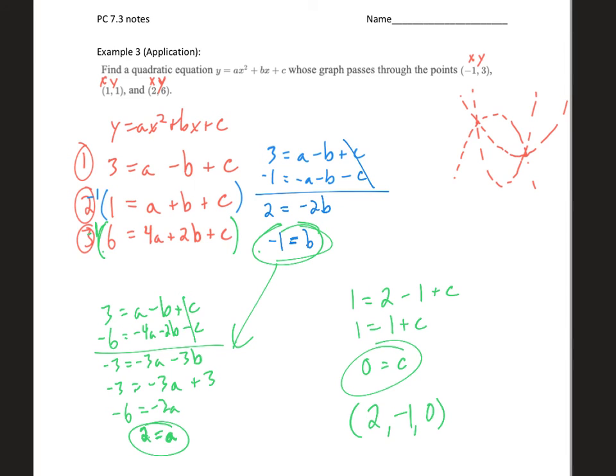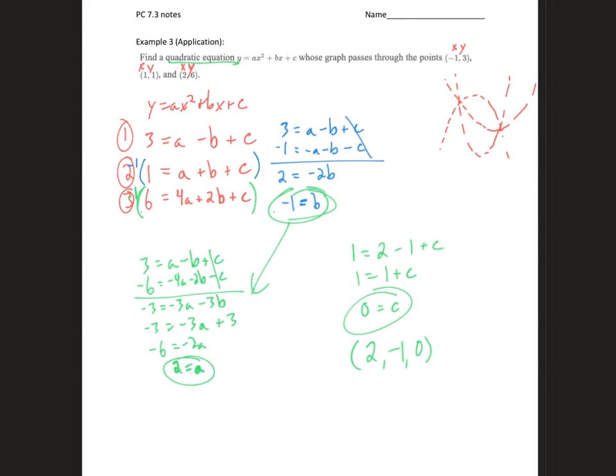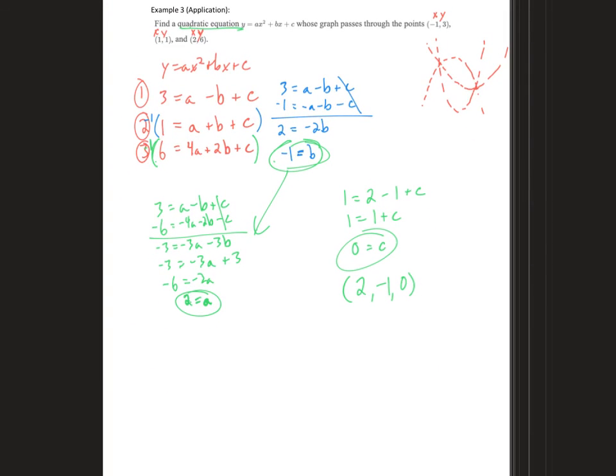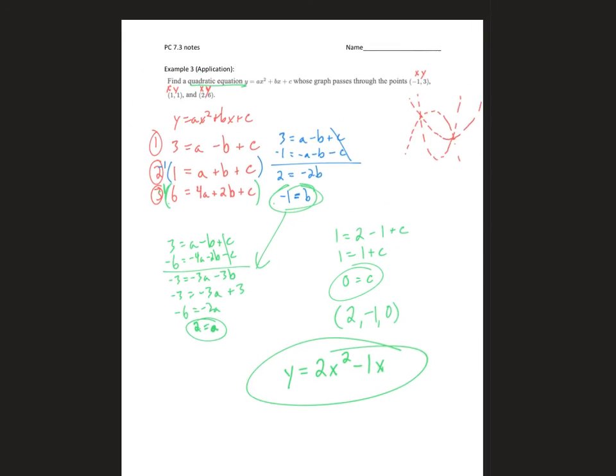So remember, they wanted us to write a quadratic equation. So we really just found a, b, and c. So our equation is y equals, a is 2, so 2x squared, plus b is negative 1, so minus 1x, plus c is 0, so this is the equation that goes along with these 3 points.